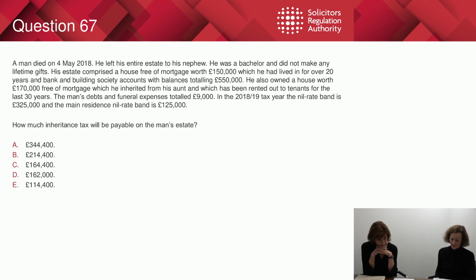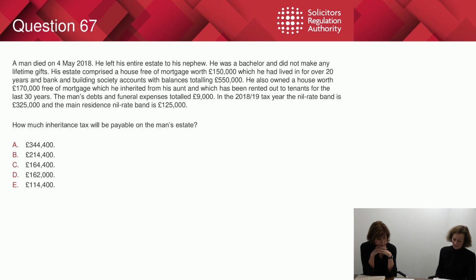The key things really to notice about the STEM are, firstly, that the man left his entire estate to his nephew. That means that the main residence nil rate band won't be available on his residence because the nephew is not a lineal descendant of the man. The man was a bachelor, so there is no suggestion that he could have a nil rate band which was his spouse's, all or part of which he might be able to use, and that he didn't make any lifetime gifts, and so he hasn't used up any part of his own nil rate band.